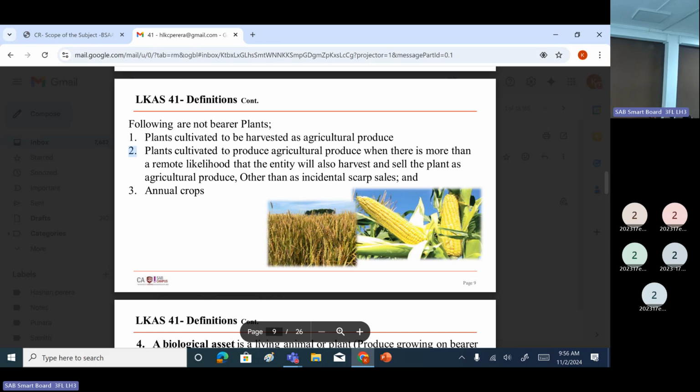Pineapple trees, can we get more fruits in the long run? One plant, only one fruit, right? One pineapple fruit we can get from one plant. So after that lifespan, the whole plant will be considered as a kind of scrap value. In the short run, you will remove all the plants from the ground. So that is considered a consumable plant, not a bearer plant.